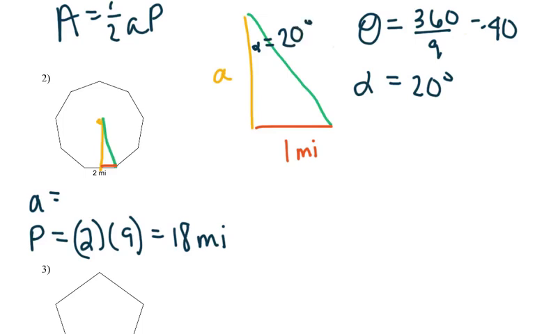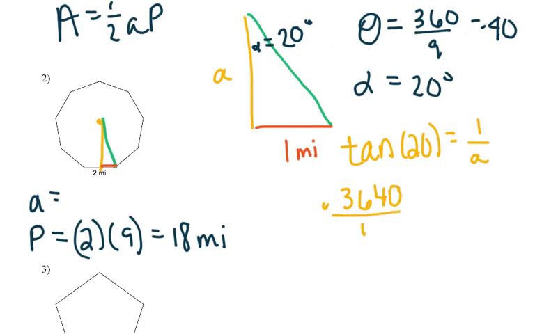Relative to the 20 degrees, we've got the opposite and the adjacent, so we're going to use the tangent ratio. So the tangent of 20 is equal to 1 over a. The tangent of 20 degrees is 0.3640 when rounded to 4 decimal places, and that's equal to 1 over a. And when we cross multiply, we get 1 is equal to 0.364a.